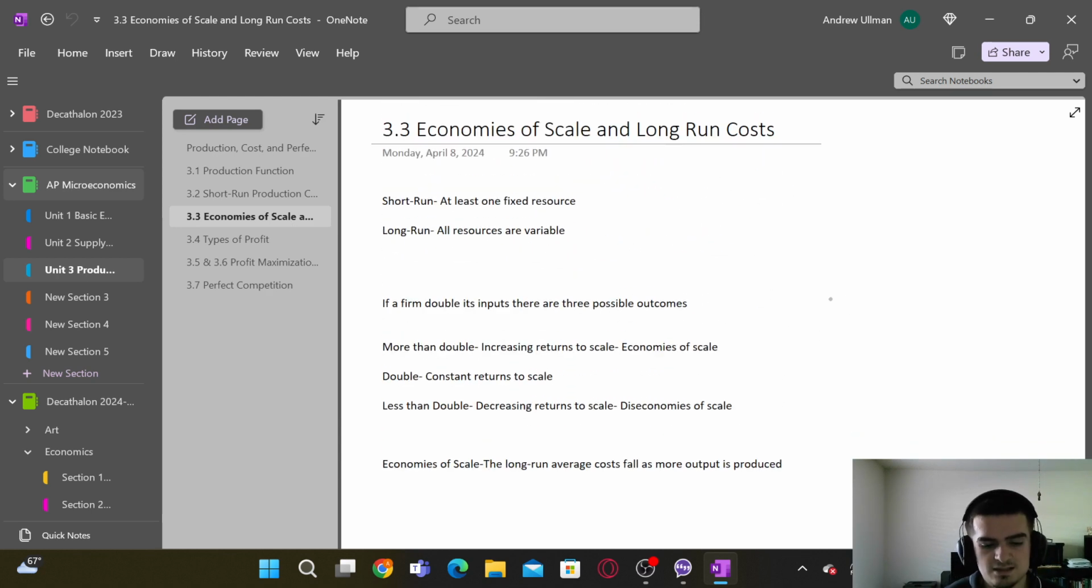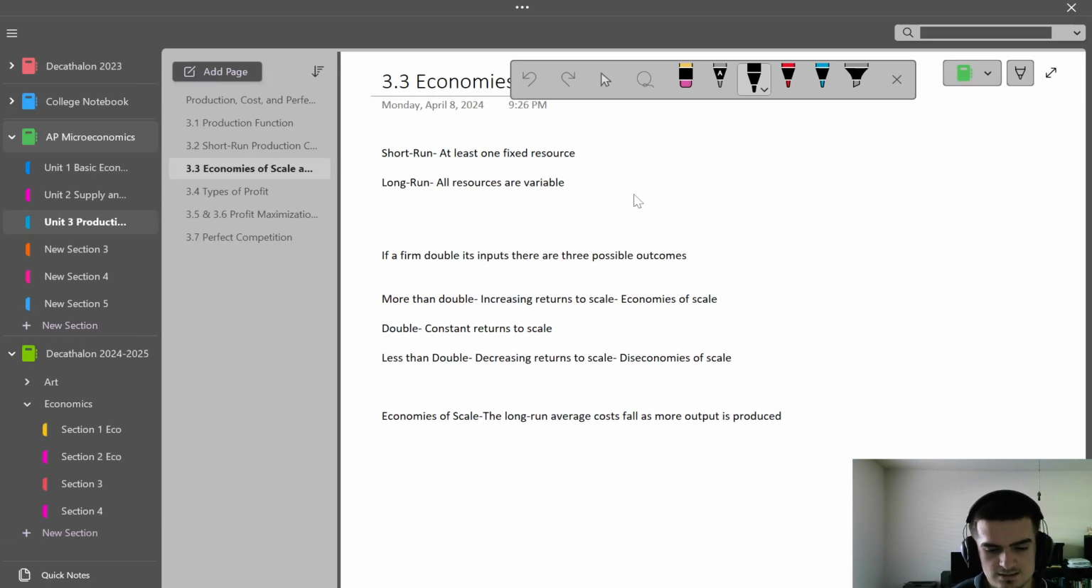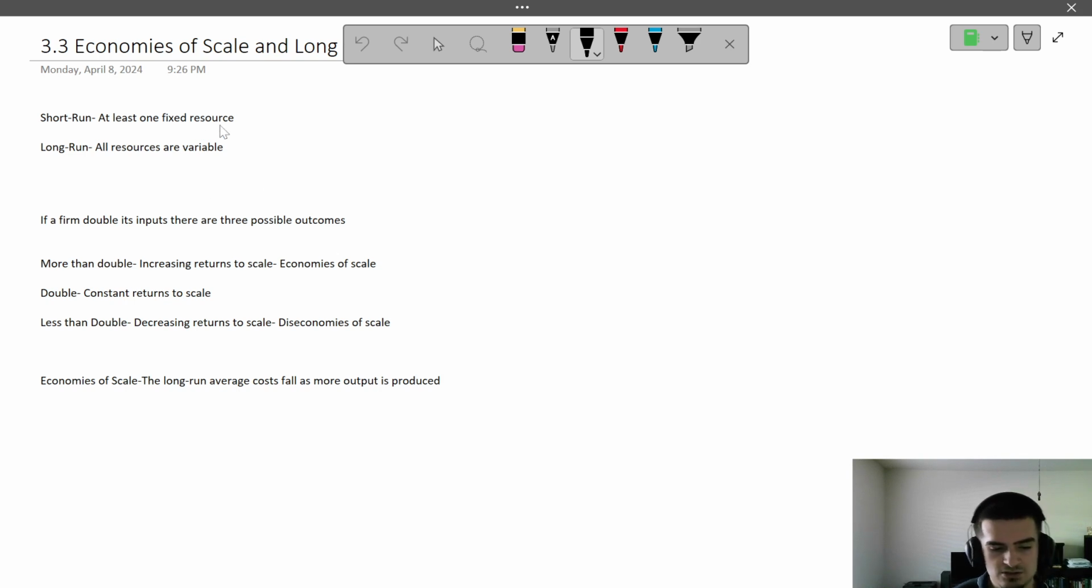Okay, economies of scale in long run costs. Like we mentioned earlier, short run, at least one fixed resource. Long run, all resources are variable. If a firm doubles its input, there are three possible outcomes. Your output can more than double, which is increasing returns to scale or economies of scale.